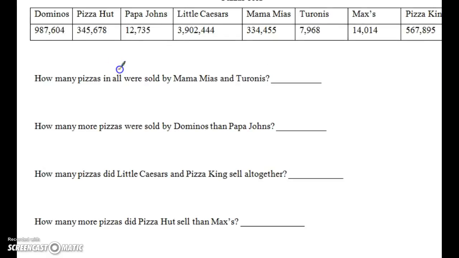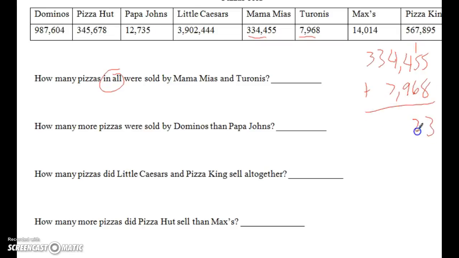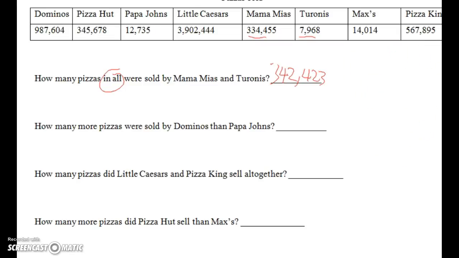How many pizzas in all sold by Mamma Mia's and Taroni's? So I'm just going to add those two numbers together. Mamma Mia's and Taroni's. Mamma Mia's is way bigger. 334,455 plus 7,968. 13, 12, 514, 512. There's a 4 and a 3. 342,423. I'm going to erase my work here. I'm just going to keep using that for my workspace.